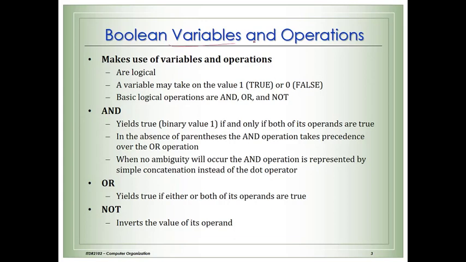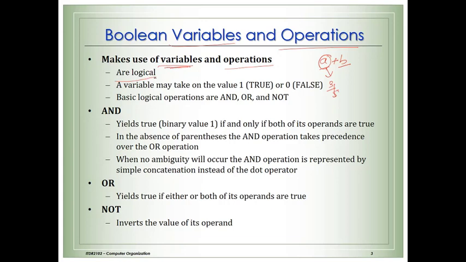What are the variables and operations used in Boolean algebra? Boolean algebra makes use of variables as well as operations, like in mathematical algebra. For example, you may write a plus b. Here a is an algebraic term which can be assigned some values, for example 3, later on 5, and so on. So these variables can be used in Boolean algebra.